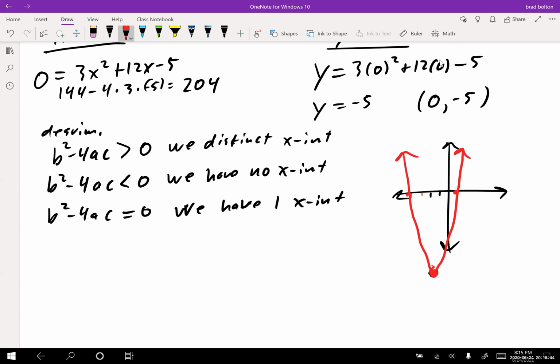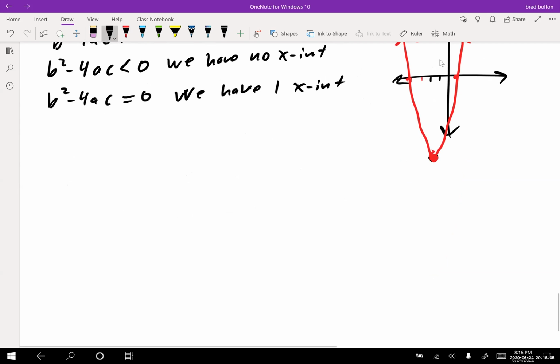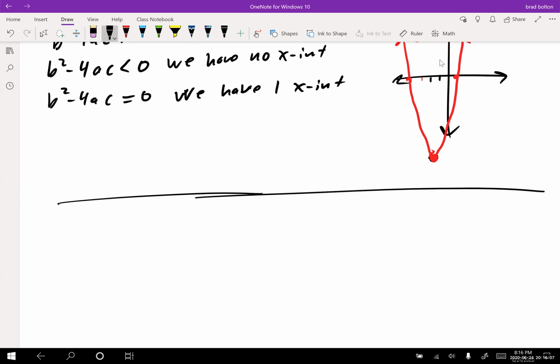I was kind of hoping when we did it that we would end up with a negative number or something, so I could not have to worry about the x-intercepts right now. Let me see here. This one. No. Let's try this one. Let's try another one. So let's have one that ends a little bit nicer, okay?